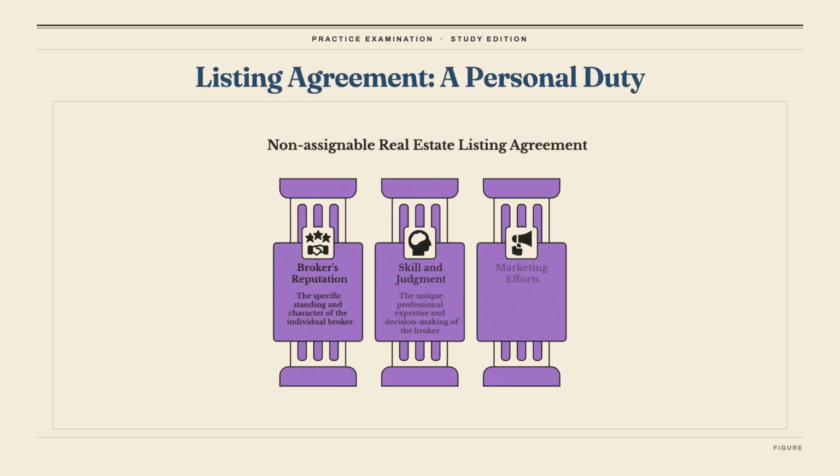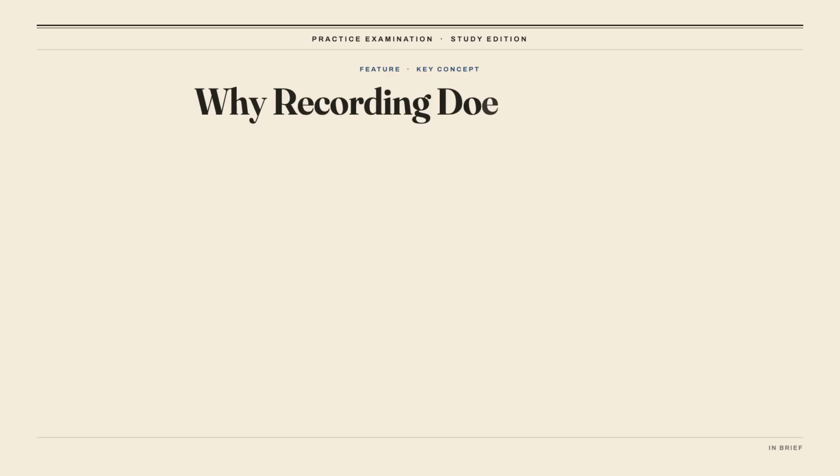The exception is personal duties, when performance depends on someone's identity, skill, judgment, or credit. The contract isn't freely assignable. A listing agreement is the classic example, since a seller picked that specific broker for her reputation and marketing, not just any agent at the firm.